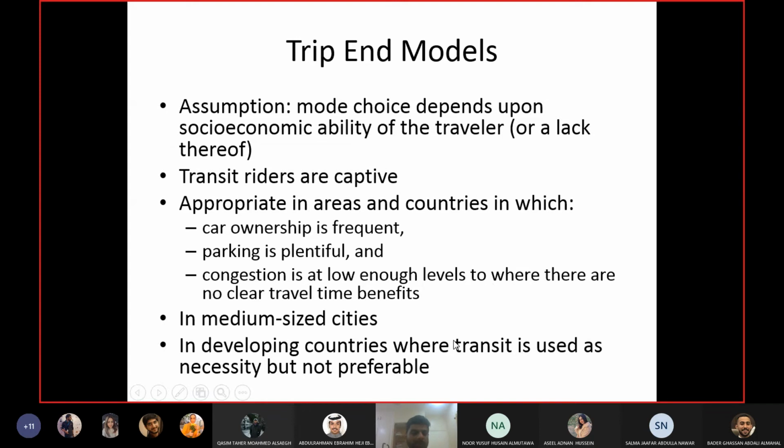And I'm from Pakistan. If any one of you is from outside Bahrain, and you are from a developing country, then you can relate to this factor: in those countries, whoever can afford a car or a bike will immediately shift to it, not because of the other benefits, but because the public transit system is not good.